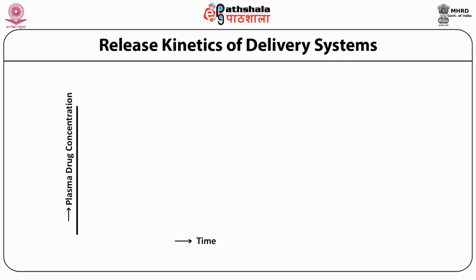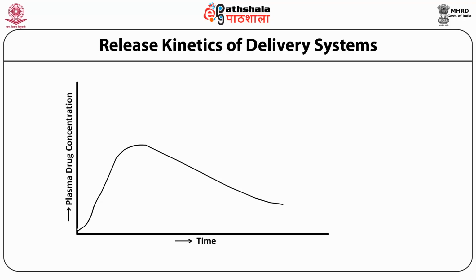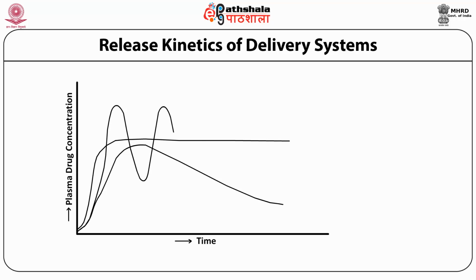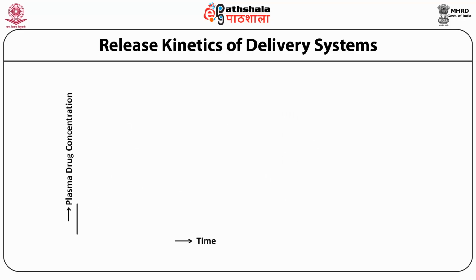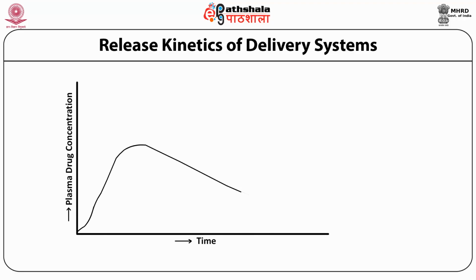My dear students, in front of you on the screen is a very classical plasma concentration versus time profile, which is showing the differences between a zero order controlled release, a slow first order sustained release, and a release from a conventional dosage form. You can see the graph lines marked clearly.